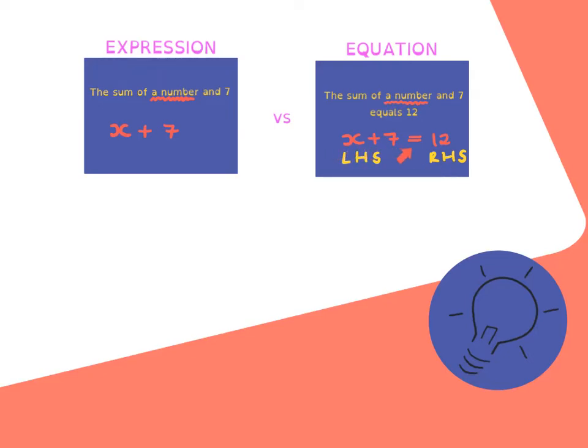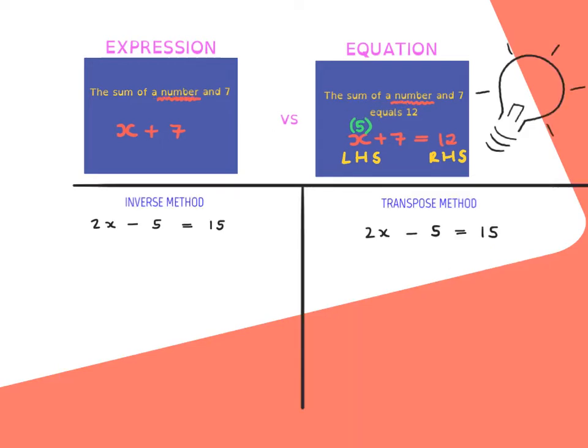Now, in this instance, it should be quite simple to see. What plus 7 is 12? Most of you should be saying, we know that 5 plus 7 is 12, and that would satisfy the equation. If x was 5, then the left-hand side would be equal to the right-hand side.